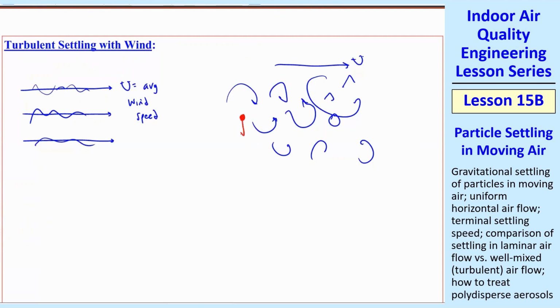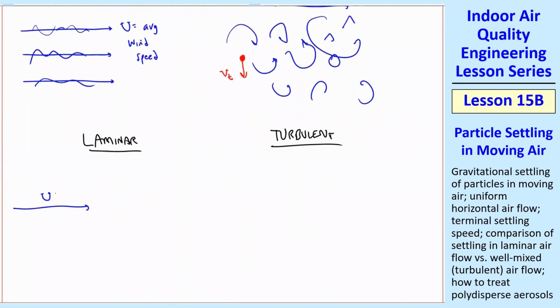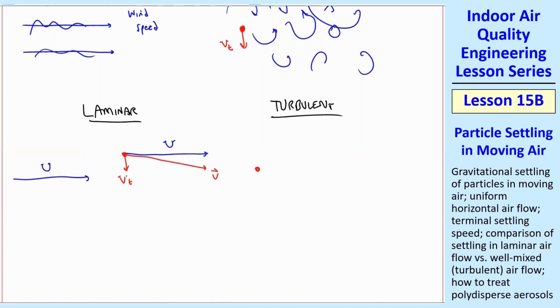This particle is still going to have a tug on it by gravity, and it's still going to want to fall at vt. But in addition, it'll be swept up into some of these vortices and be kind of moving randomly around. So let's compare the laminar case and the turbulent case with the same mean u. Well, the laminar case, we know that it's just going to fall at vt, as we just described, and it's going to move at capital U, and so it has an overall net v that's just down and to the right. For the turbulent flow, what's going to happen?